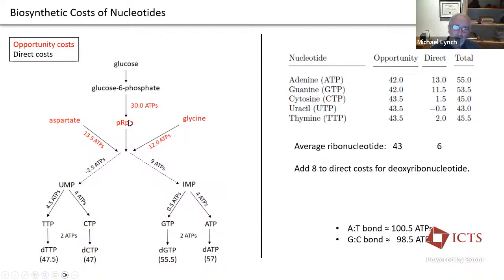This PRPP in the pentose phosphate shunt is worth 30 ATPs. So right there's a cost because you're pulling this off to make your nucleotides. If you're making a T or a C, you have to pull in an aspartate. If you're making a G or an A, you have to pull in glycine. This is the biosynthetic cost of glycine, biosynthetic cost of aspartate. And there's various other steps.